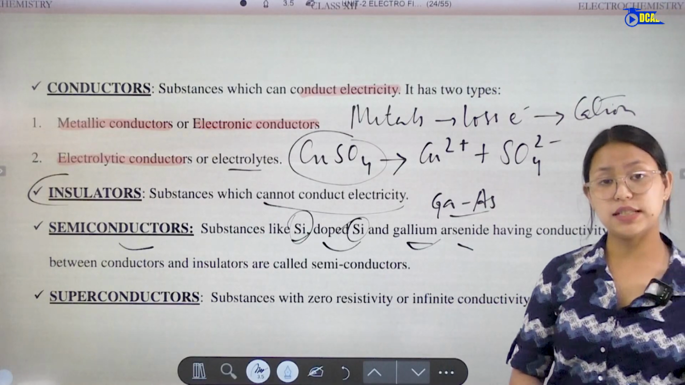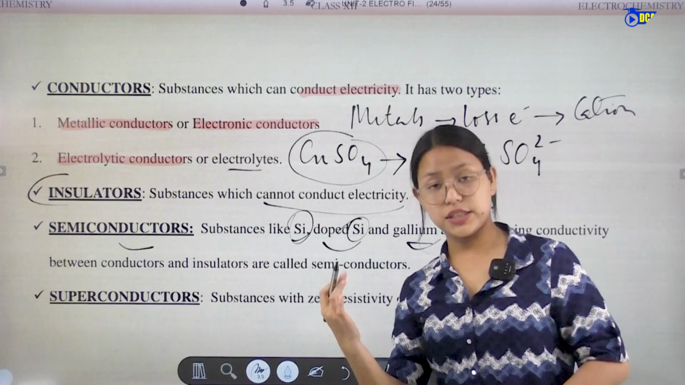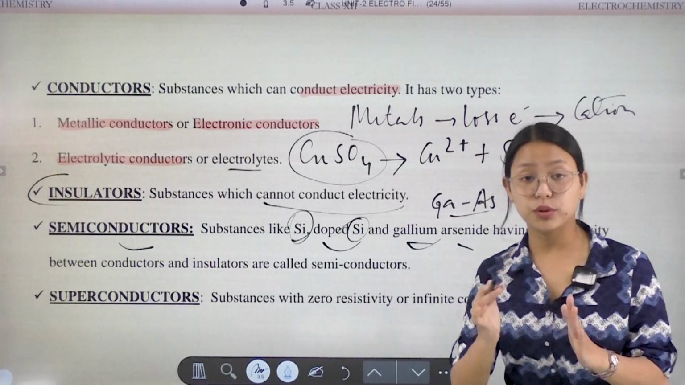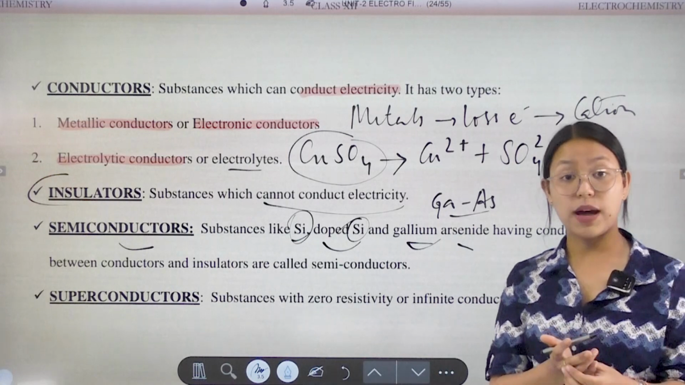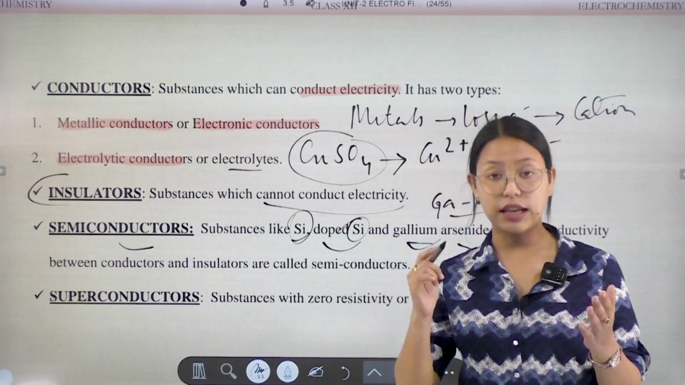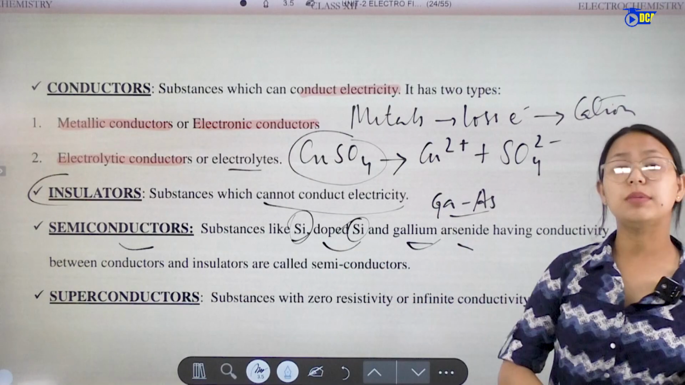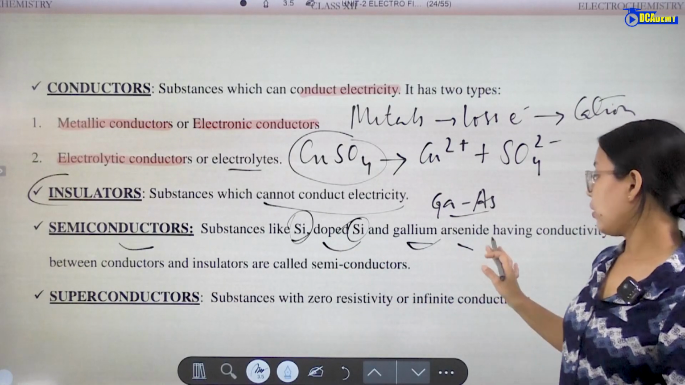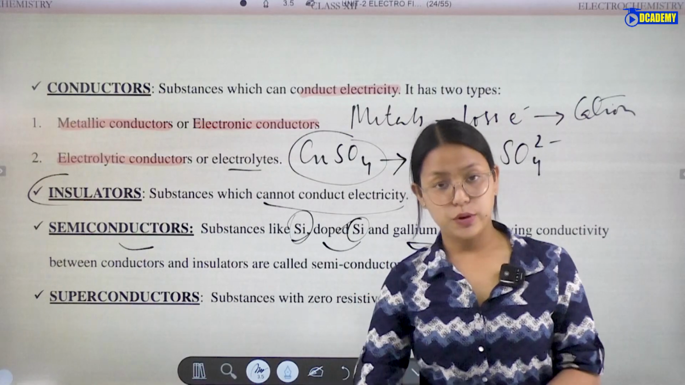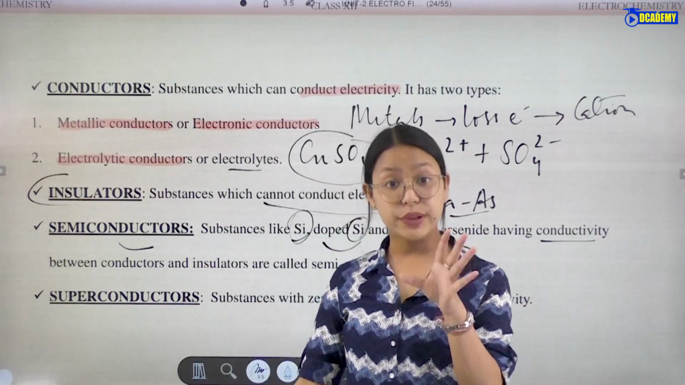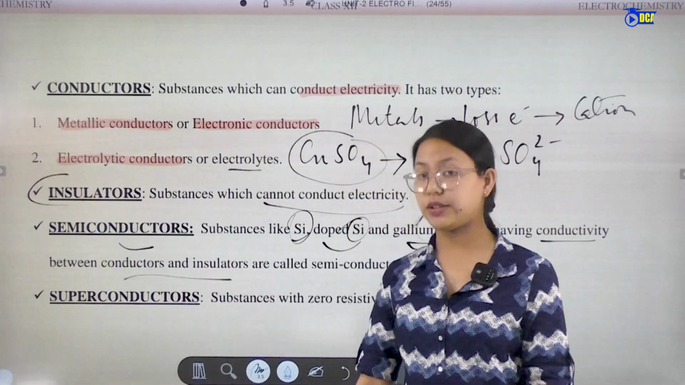Doped silicon, silicon with gallium, silicon with arsenic, germanium with silicon. You might have studied doping in class 11. What is known as a semiconductor? A semiconductor has a conductivity between the range of conductors and insulators.